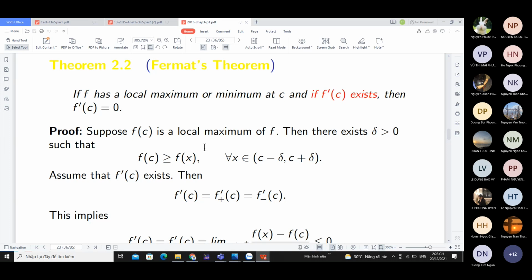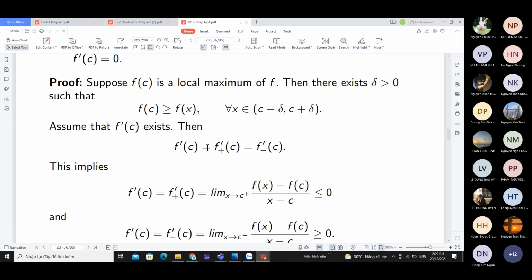Now we have one more assumption here. We assume that f prime of c exists, so the function f is differentiable at c. You remember it's equivalent to the right derivative and the left derivative of the function f at c both existing and being equal. I mean the right derivative of f at c equals the left derivative of f at c, and of course, it equals f prime of c.